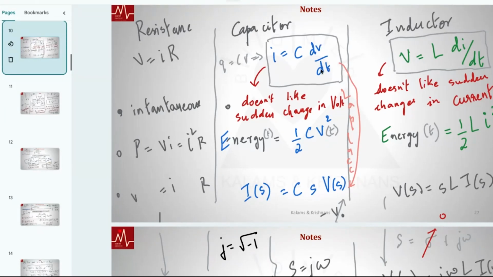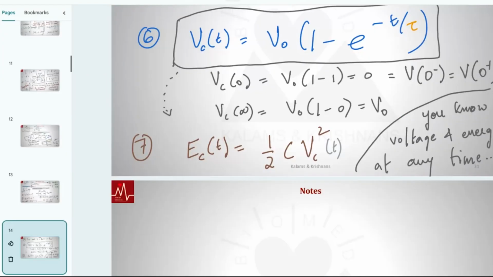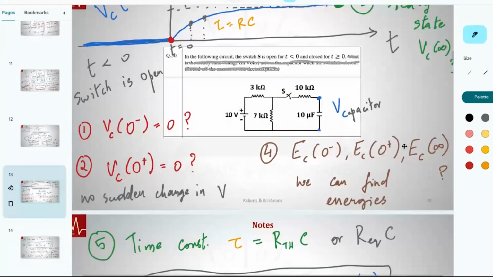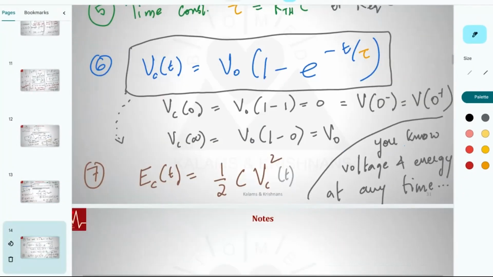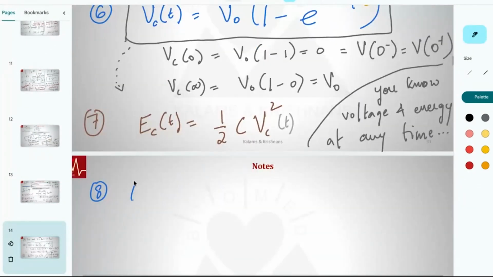Notice you are differentiating with respect to time, right? V is a function of time. When you take the derivative, you get a function of time, that is current. C is a constant. In fact, let's do that. You can also find the current in the capacitor as a function of time. Take this function, differentiate it with respect to time. Let's do the differentiation, okay? If you differentiate this function, what do you get?